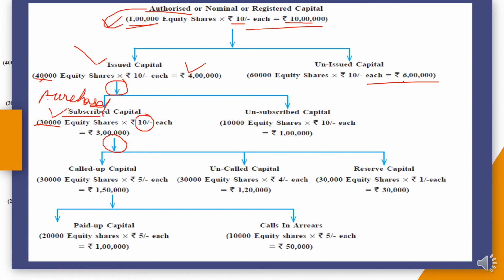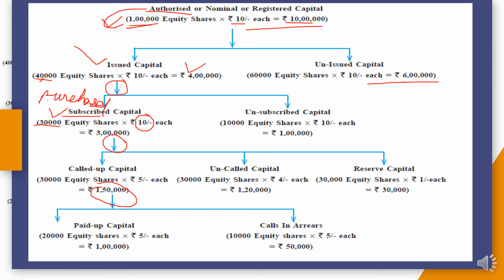So as of now, out of 3 lakhs, the company wants to collect only 1,50,000. So how much amount is pending on the 30,000 equity shares, students? The remaining 5 rupees is pending. So this is known as uncalled up. Called up capital means which is demanded by the company. Uncalled up capital means the amount which is not demanded by the company.